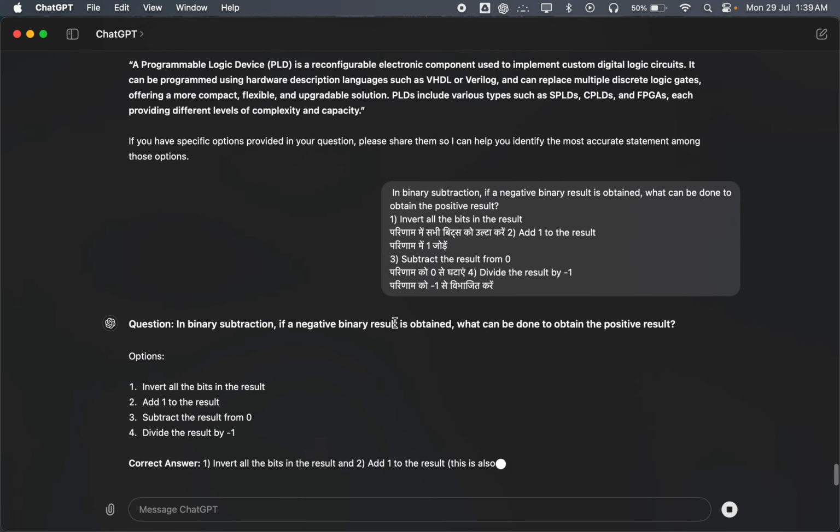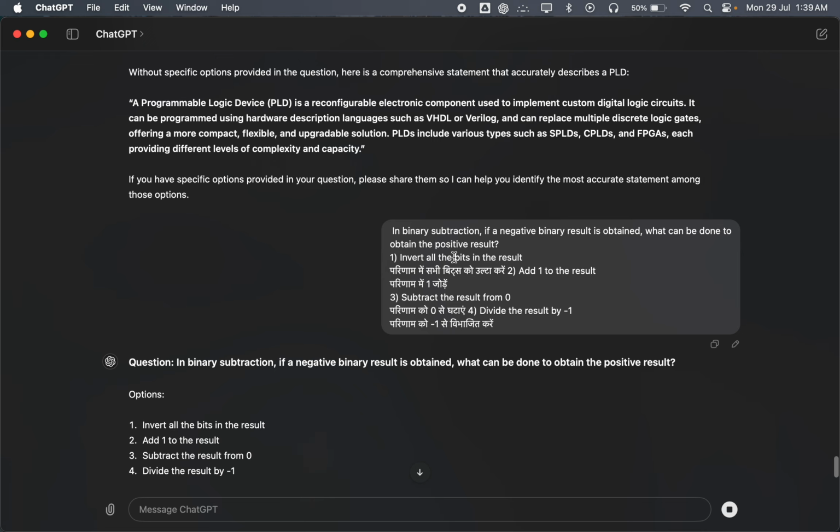So we want to get a negative number. Sorry, so we have a negative number. A negative number basically has a one in the most significant bit. So I am talking about a number like this, 11001. Basically, this means that the number is -1. What can be done to obtain the positive result?